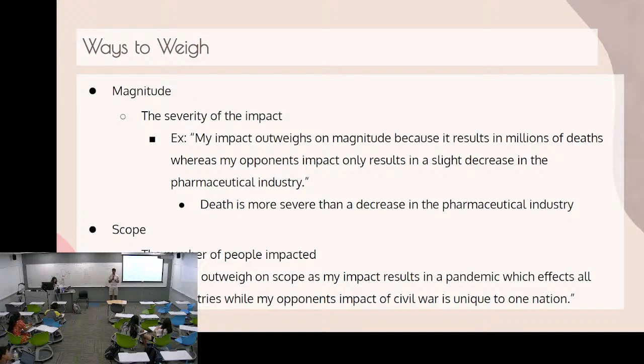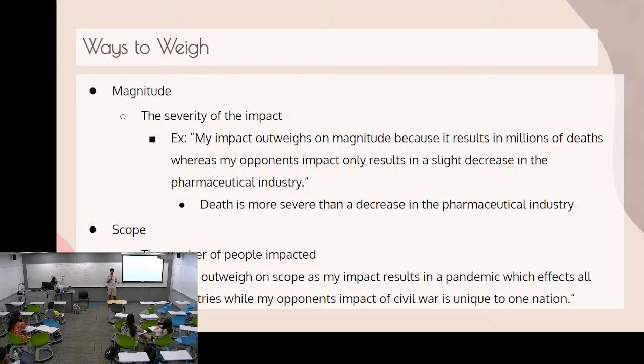But the tricky part is comparing these two. Let's say a very mild pandemic, not COVID, affects everyone in the world. But a civil war kills people. So what has more of an impact? A pandemic that affects everyone, or just a civil war that affects a few but affects them severely?